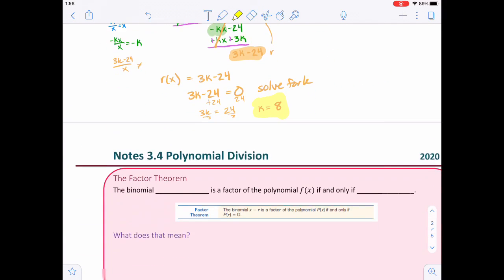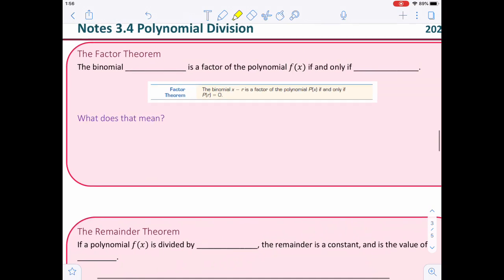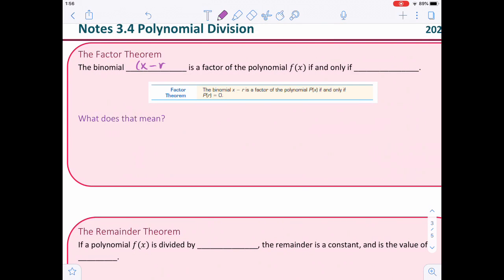So how does this relate to some of the stuff we've talked about before? Well, we have these two theorems. Our first theorem, which directly relates to what we talked about in notes 3.2 and 3.1. If we have a binomial, x minus r. That should look familiar. That's directly from our notes. I believe it was 3.2. If we have a binomial x minus r, that is a factor of the polynomial f of x, if and only if p of r is equal to 0.